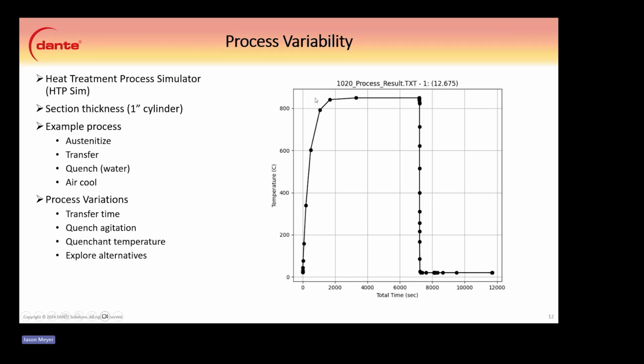So what we're going to work with today is a real simple process. We're going to heat up the 1-inch cylinder bar here, and then we're going to hold for a short amount of time. There's going to be a little bit of an air transfer, and then we're going to go with a water quench and then an air cool to get everything to 20 degrees C.